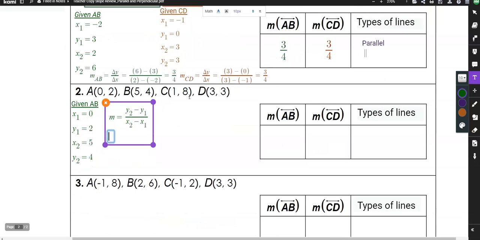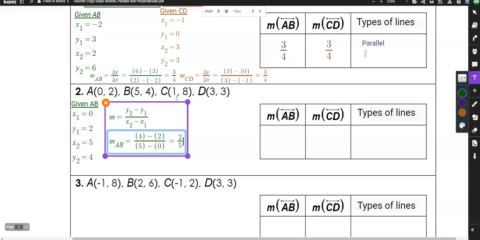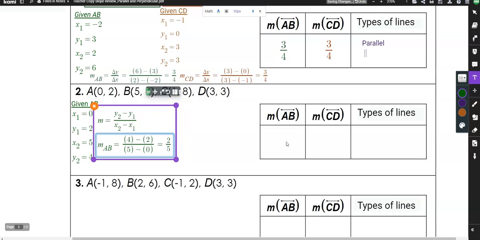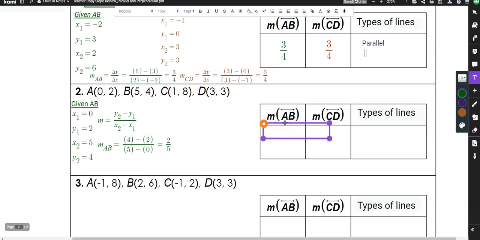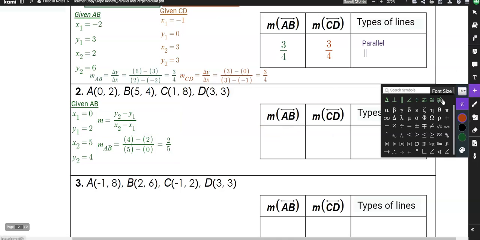And then I'm going to say that the slope of AB is going to be 4, which is our y2, minus y1, which is 2, and then we have x2, which is 5, minus x1, which is 0. 4 minus 2 is 2. 5 minus 0 is 5. So that indicates that the slope of line AB is going to be 2 over 5.